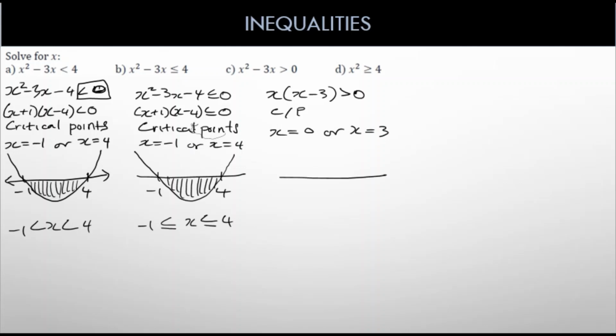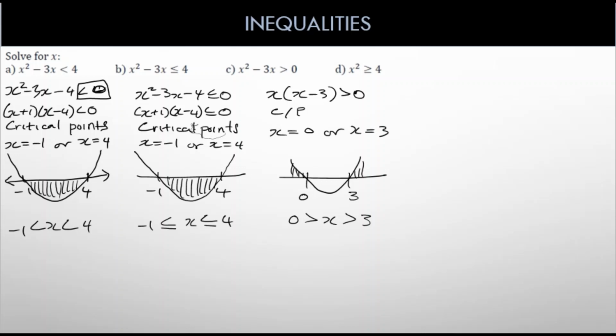So sketching here, so I have a 0, I have a 3, and because my inequality is greater than, I'm going to sketch the top part. I highlight the top part, and then I follow the greater than inequality is looking this way, and then I put x and my critical points. Very simple. Then the next one, we have x squared is greater or equal to 4.